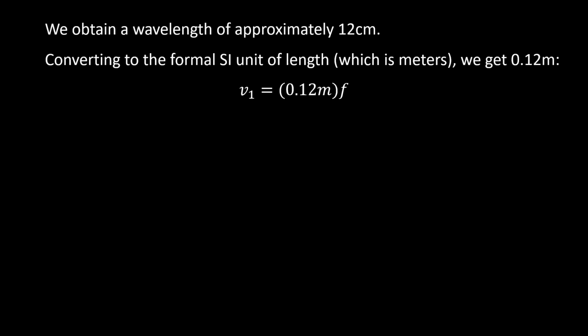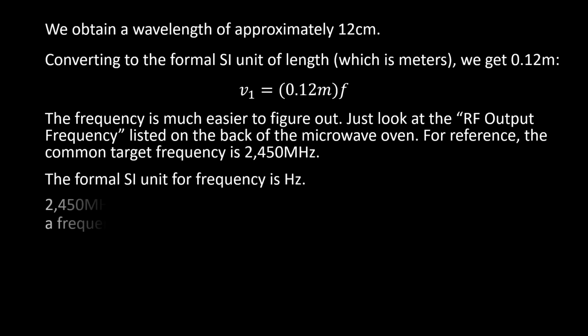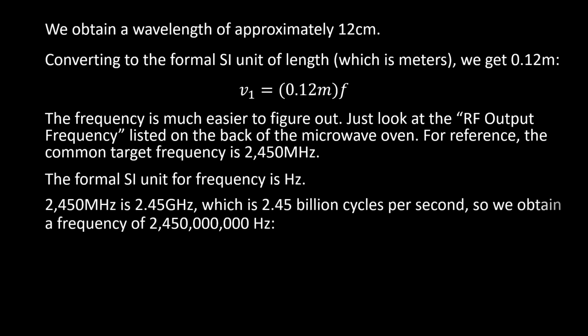Now we just have to find out our value for f, the frequency. That's much easier to figure out, however. Just look at the RF output frequency listed on the back of the microwave oven. For reference, the common target frequency is 2,450 megahertz. The formal SI unit for frequency is hertz. And so 2,450 megahertz is 2.45 gigahertz, which is 2.45 billion cycles per second. So we obtain a frequency of 2,450,000,000 hertz. We'll use scientific notation for that, of course.